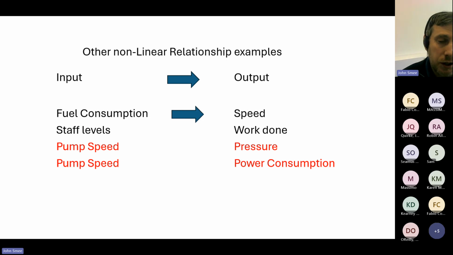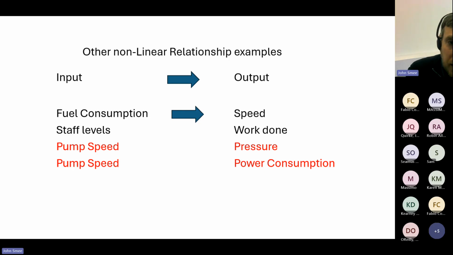Staff levels and work done can also be a nonlinear relationship. Simple example, if it takes one person a day to put in an air conditioning unit and you put 10 people on that one job, are they going to get it done in 1/10 of the time? I think the answer to that we could safely say is no. There's a sweet spot there of maybe 2 people or 3, and after that you can keep adding people and it's just not going to make any difference.